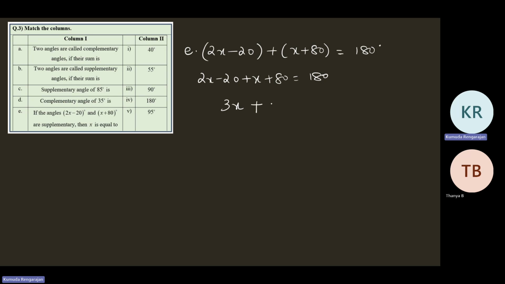So minus 20 plus 80 is plus 60 is equal to 180. Now we need to transpose 60. So 3x is equal to 180 minus 60. 3x is equal to 120 degrees. X is equal to 120 by 3.